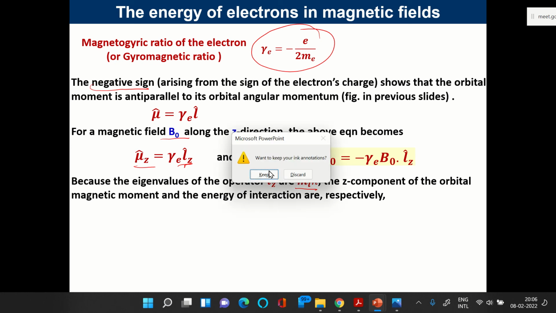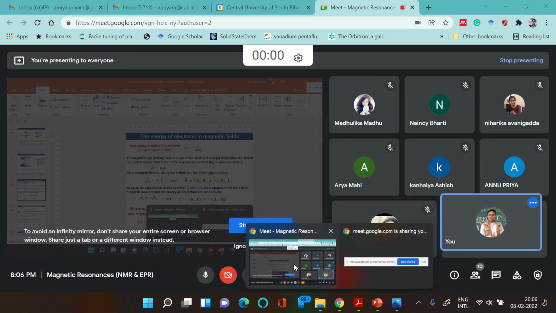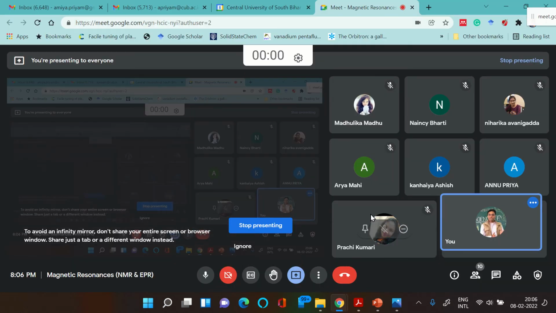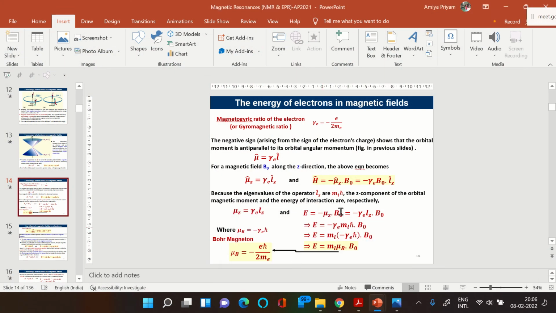What is this? किसी ने कुछ मैसेज भेजा है क्या? नहीं. So कहाँ पे था यार?